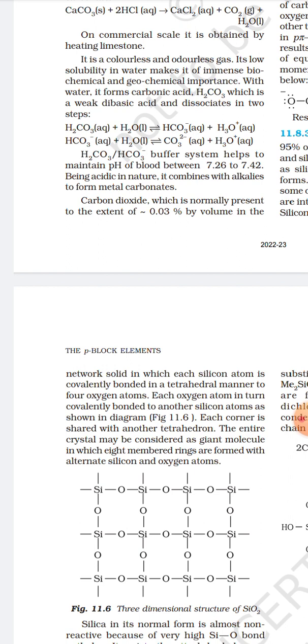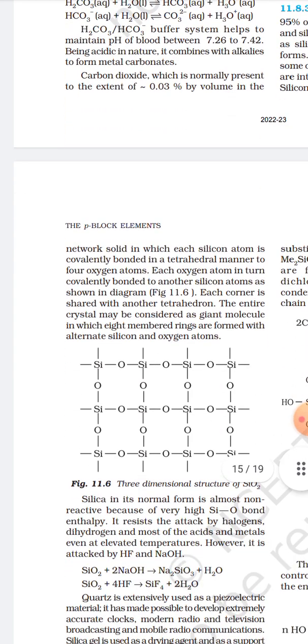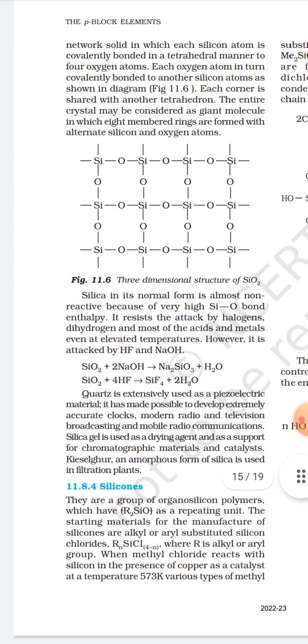The entire crystal may be considered as a giant molecule in which 8-membered rings are formed with alternate silicon and oxygen atoms. Silica in normal form is almost non-reactive because of very high silicon-oxygen bond enthalpy. It resists the attack by halogens, dihydrogen and most of the acids and metals even at elevated temperature. However, it is attacked by HF and NaOH.